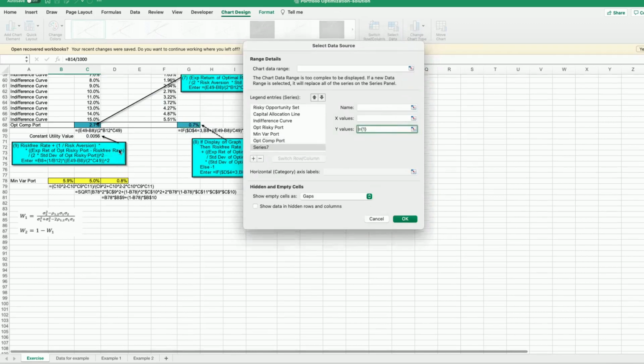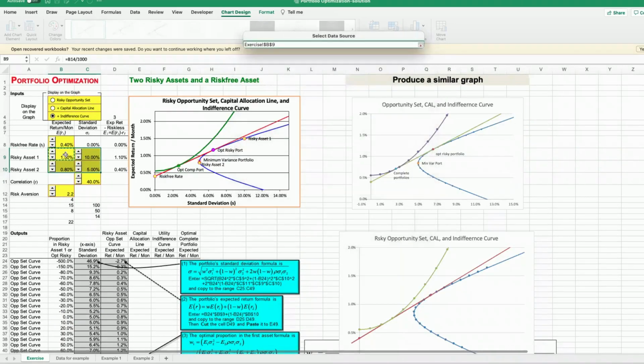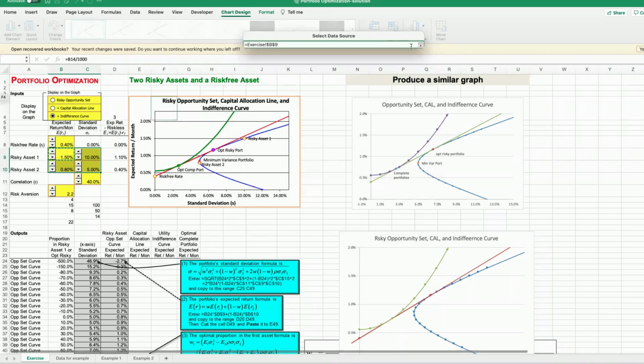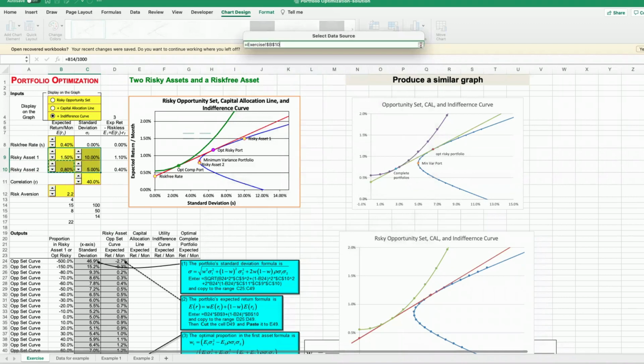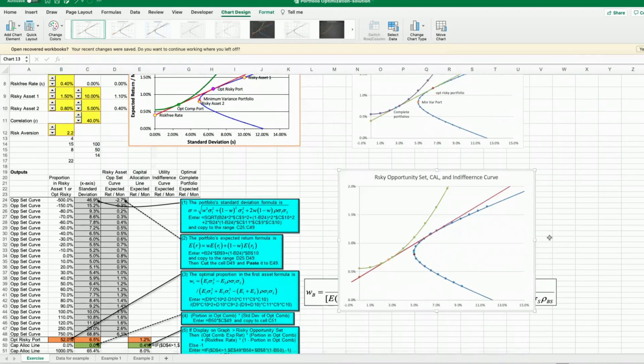And I also want to add asset 1, risky asset 1, X value 1.5%, expected return, X should be standard deviation 10%. And Y here should be 1.5%. And here, the last one is risky asset 2. X value 5% standard deviation, Y value 0.8% return, and click OK. Right, we have a couple of points here.